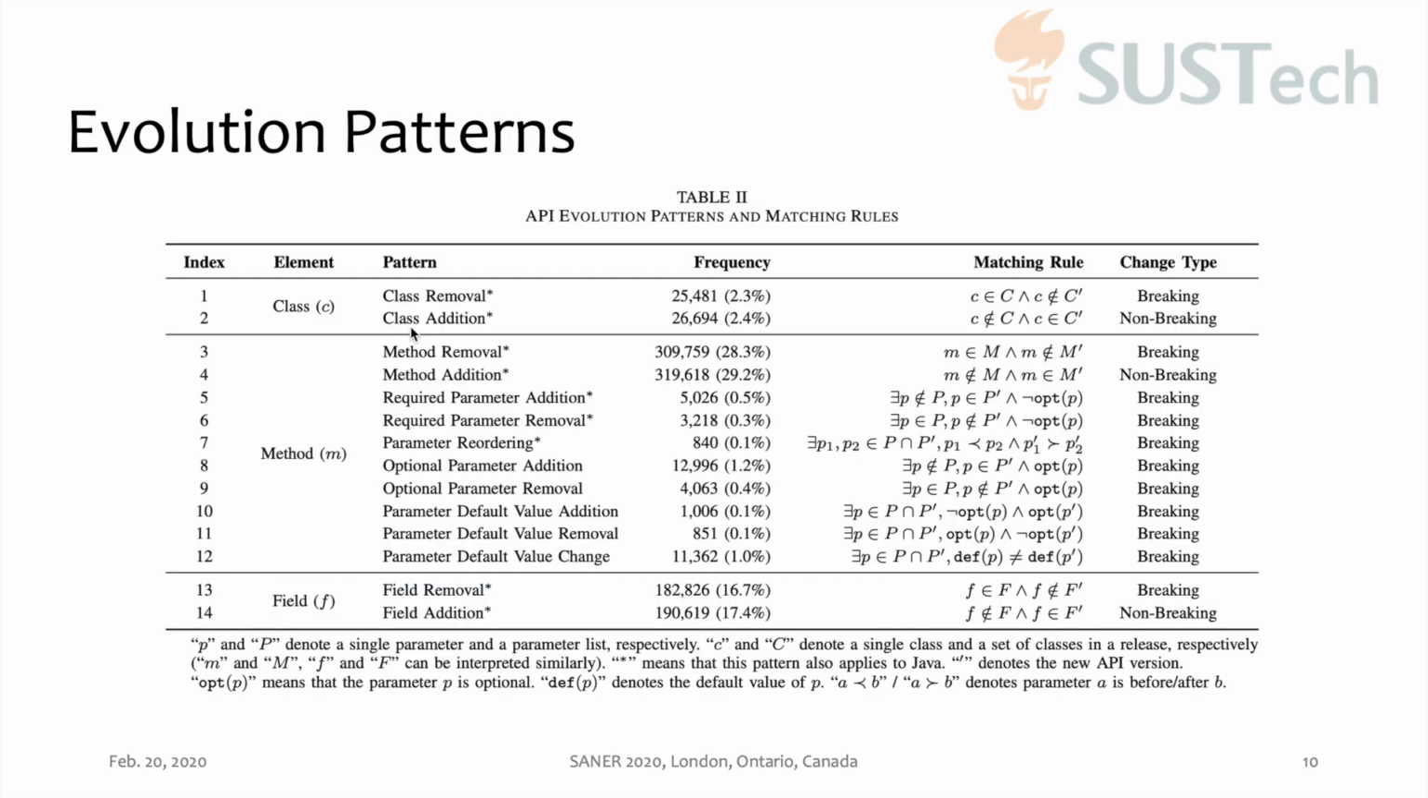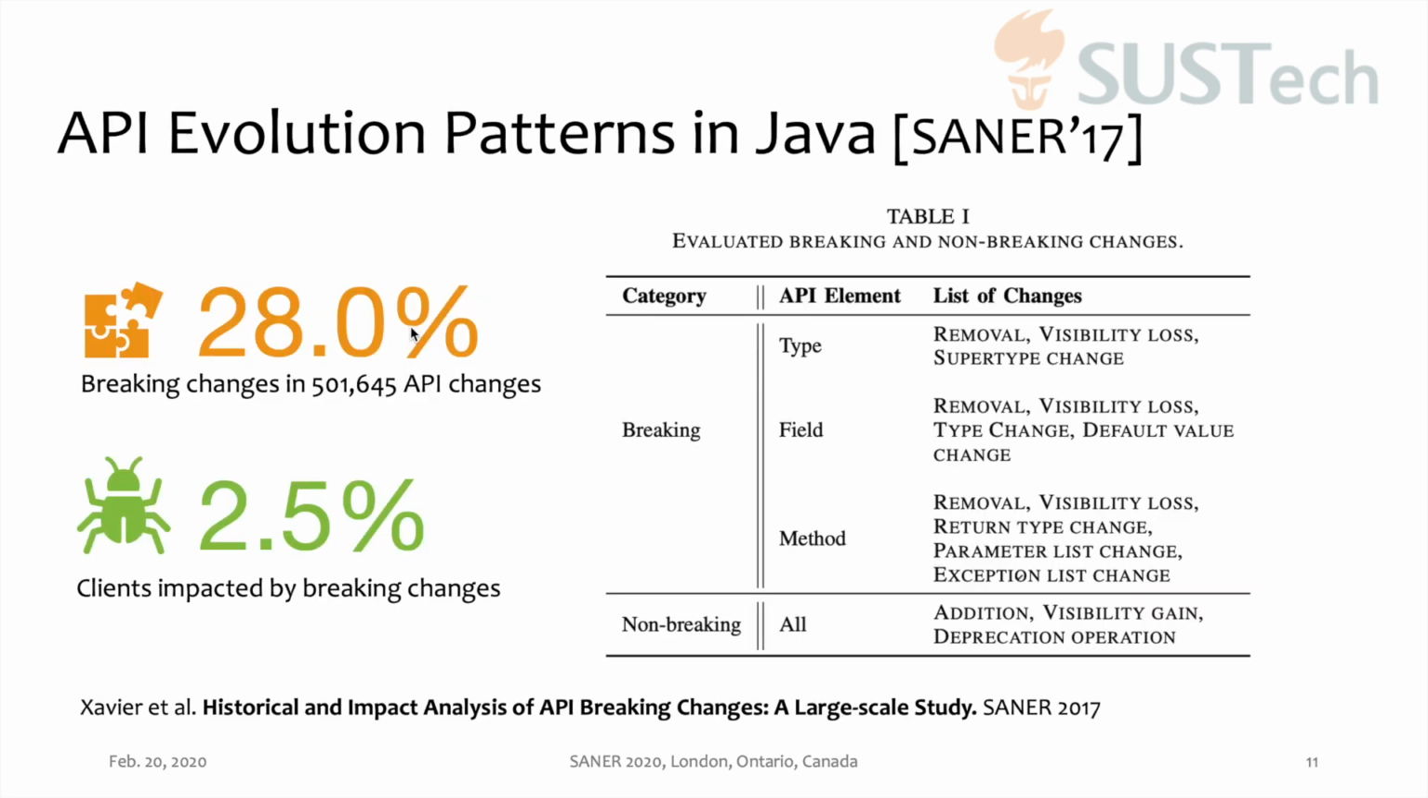This is table 2 in the paper, and it shows the 14 types of API evolution patterns. 9 of them are also observed in a recent study on the API evolution in Java, and 5 of them are observed only in Python. We further classified them into breaking changes and non-breaking changes in order to make a comparison with them in Java.